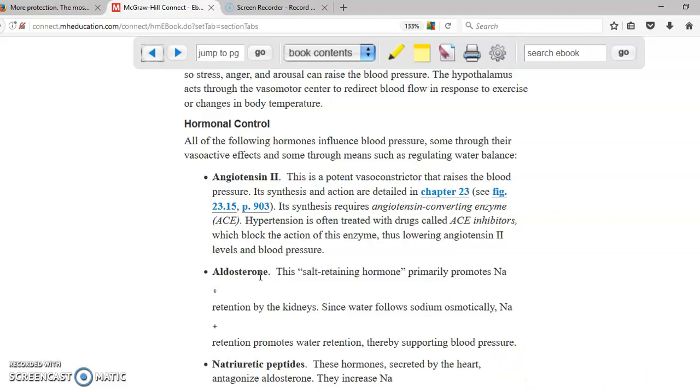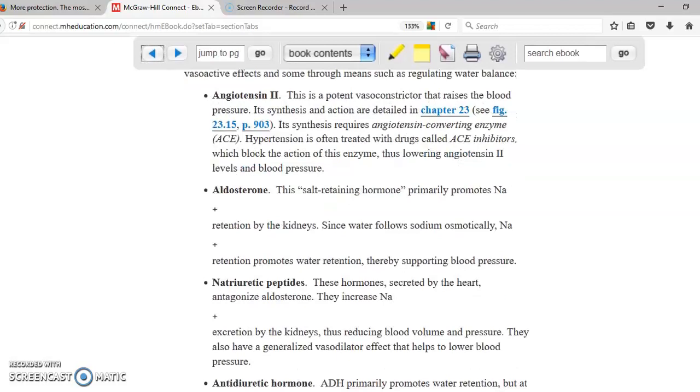Aldosterone, the main job of the aldosterone is to reabsorb sodium, and because aldosterone reabsorbs sodium, water will follow due to osmosis, and since water follows, it will increase the blood pressure because obviously water will increase the amount of fluid in the blood. The next item would be natriuretic peptides.